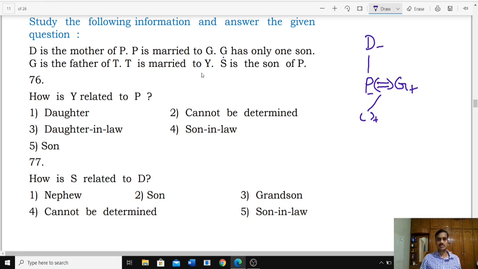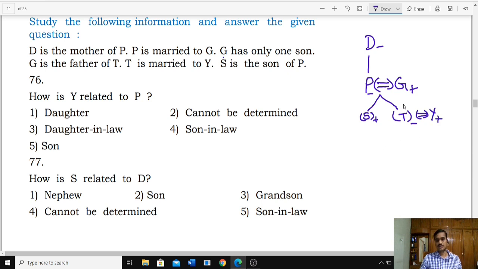And T is married to Y. S is the son of P. As S is the son of P, now this P and G are having only one son, and is none other than S. If S is the son, then this T is again the child of this P and G, out of which this S is the only son of G, and this T must be a female. If T is a female, then T is married to Y. T is married to Y. Y a male.